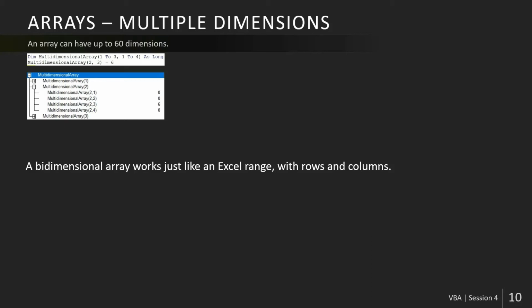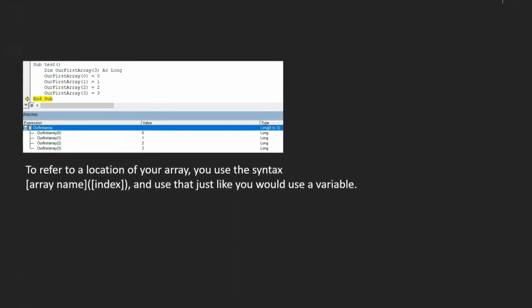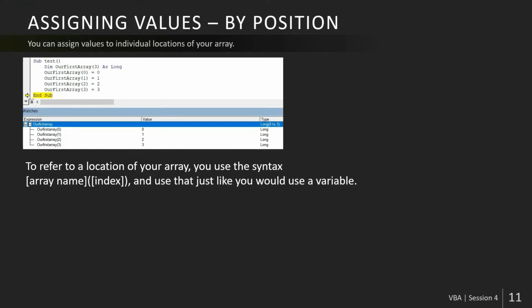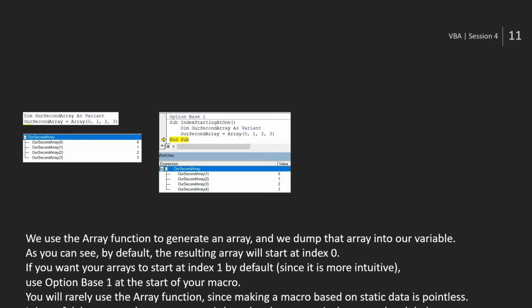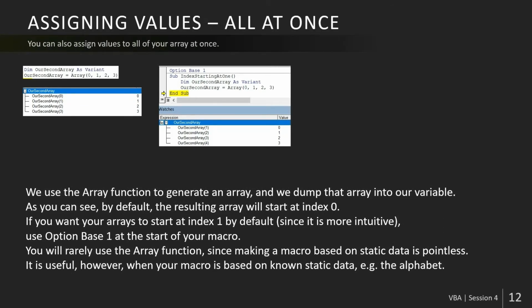Declaring a bidimensional array works the same way. You state the first dimension, then the second dimension. Once you have an array with a size, you can assign values to its elements. Alternatively, you can assign values to the entire array at once.